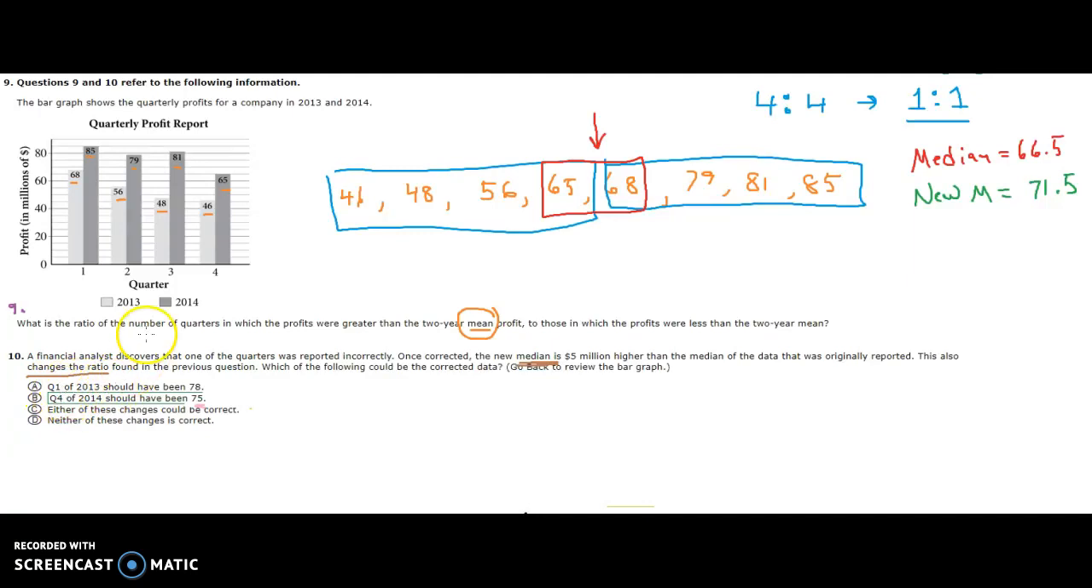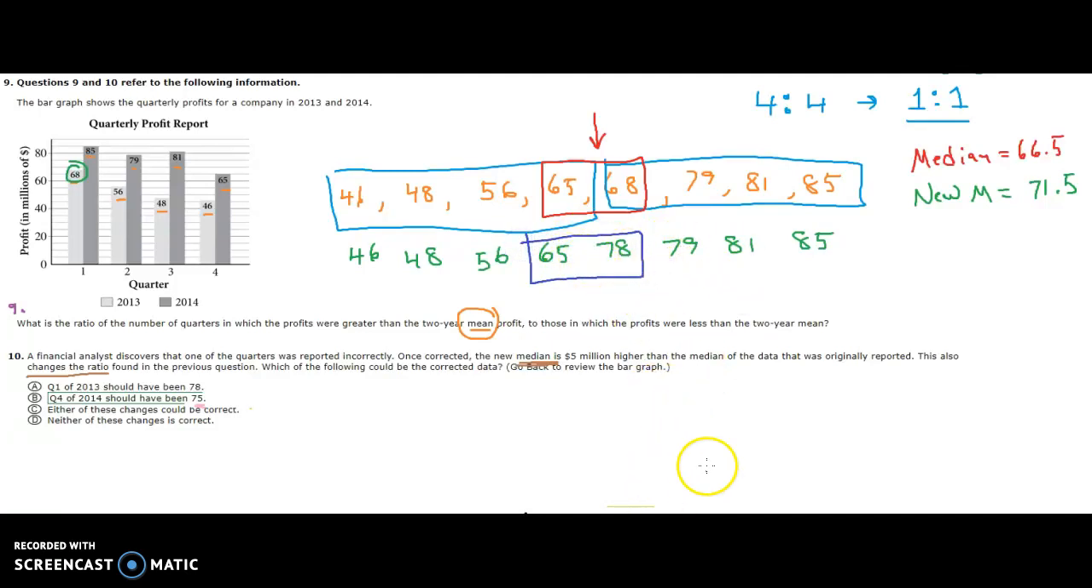Let's try this. Quarter 1 of 2013 is this one right here, 68. Instead of 68, it says that should have been 78. Let me set that up quickly. If that was 78, the new list of numbers would be 46, 48, 56, 65, 78, 79, 81, 85. Let's check if that would even work. These are still the 2 middle numbers. What's the median here?